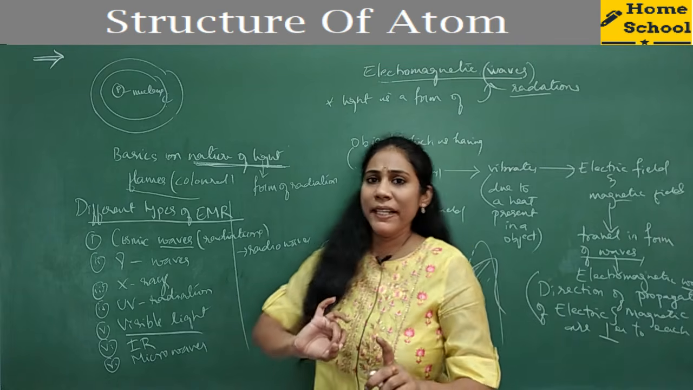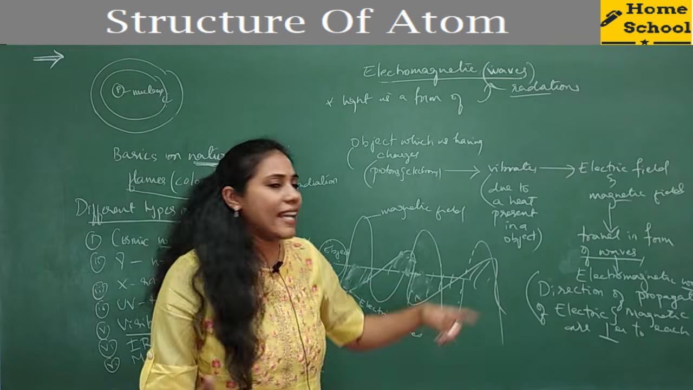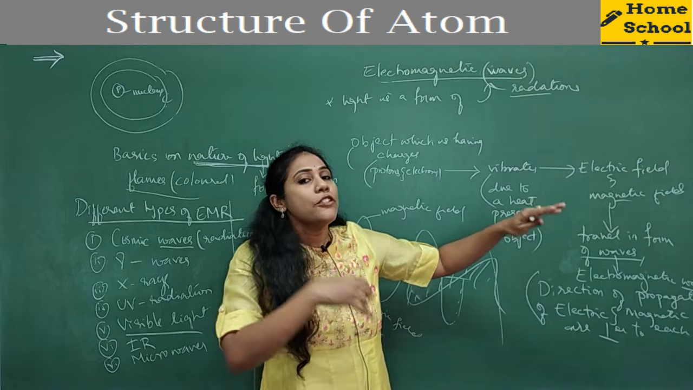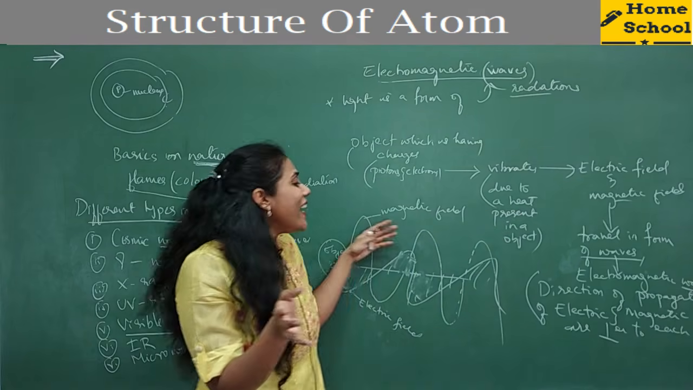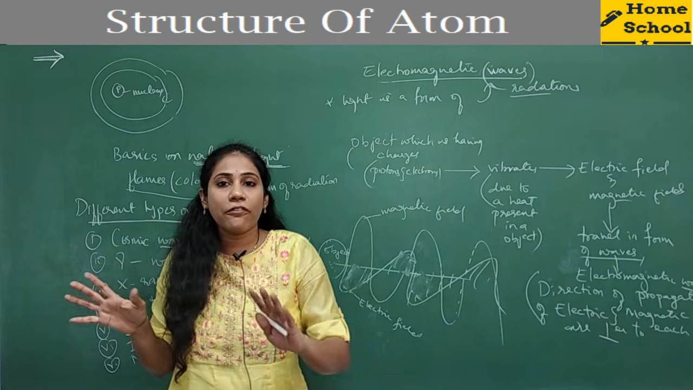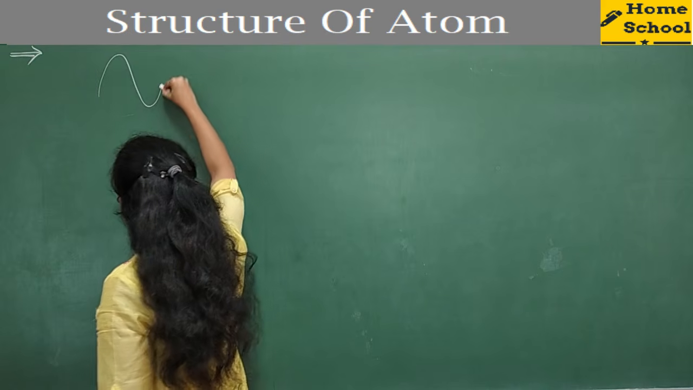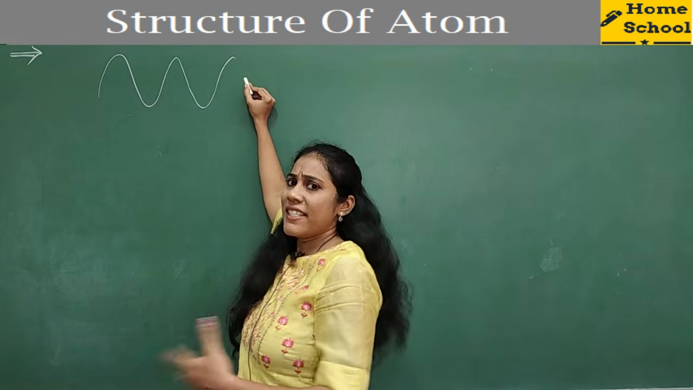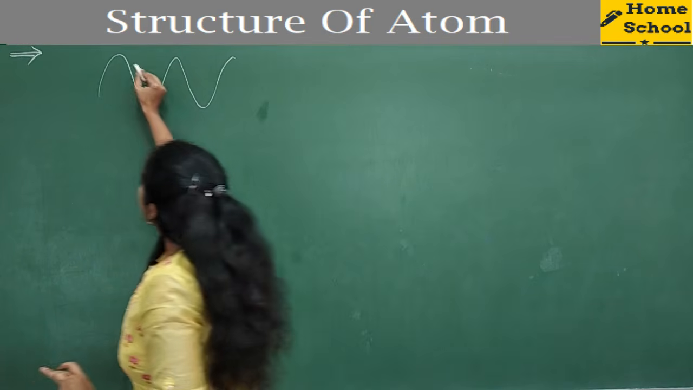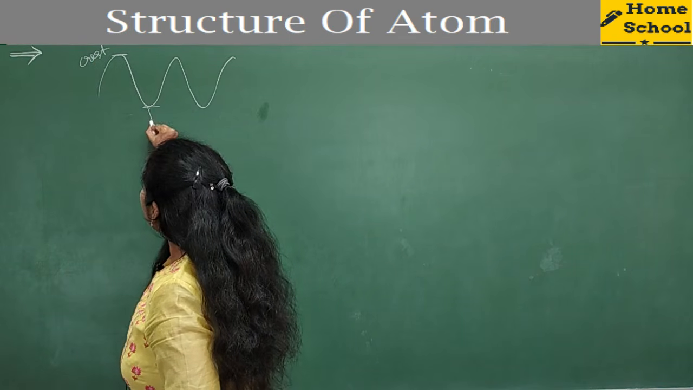Clear? Now the moment we say radiation or wave, a wave has certain characteristics. All these radiations are traveling in the form of waves. So let us talk about the nature of a wave. What characteristics does a wave have? Because all these radiations travel in the form of waves, we need to learn something about a wave now, right? This particular point we call the crest, and this point we call the trough.